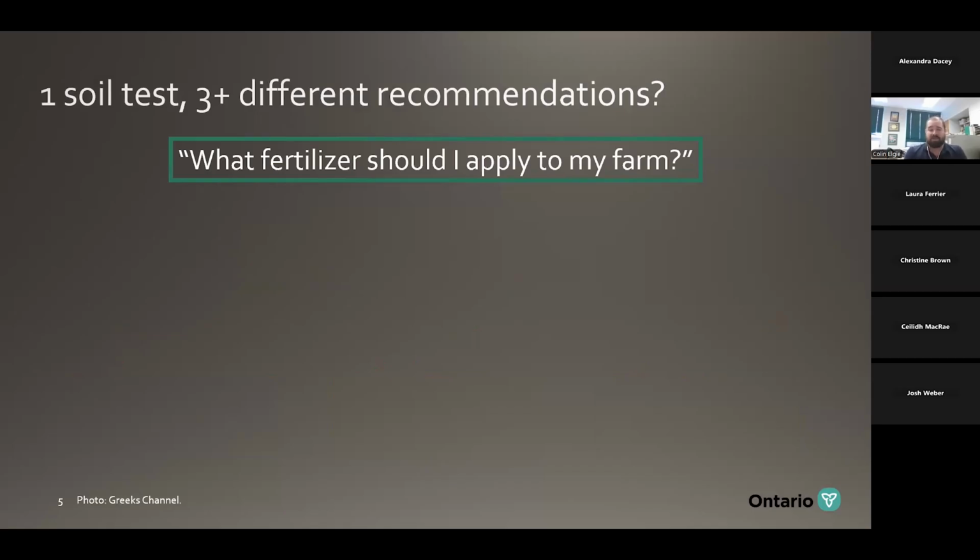But what it comes down to is, oftentimes I get the question of, I've got one soil test, I give it to two different agronomists, and I get three or more different recommendations. And it seems like agronomists may be trying to make ourselves seem like we're super smart and can translate stuff that you can't even see. But what it all boils down to is what fertilizer should I apply to my farm?